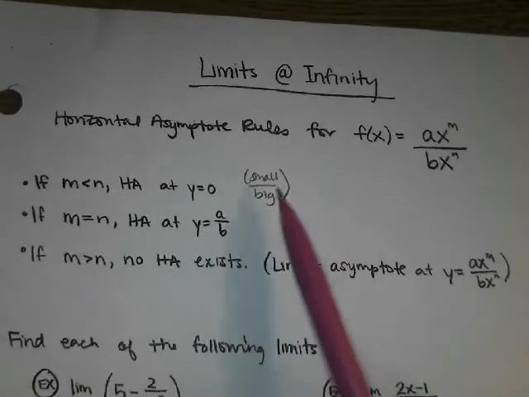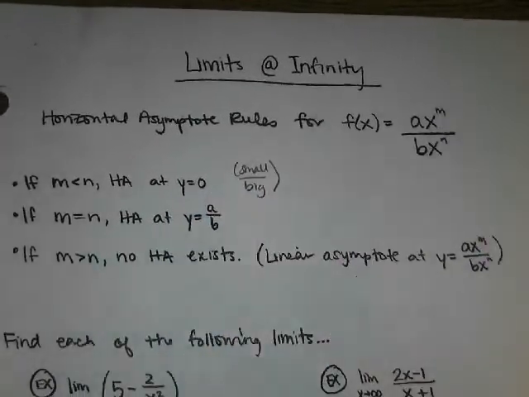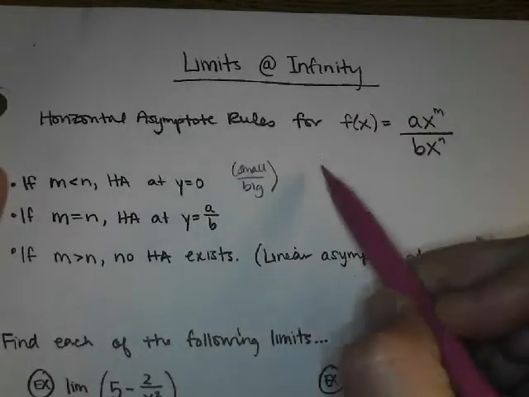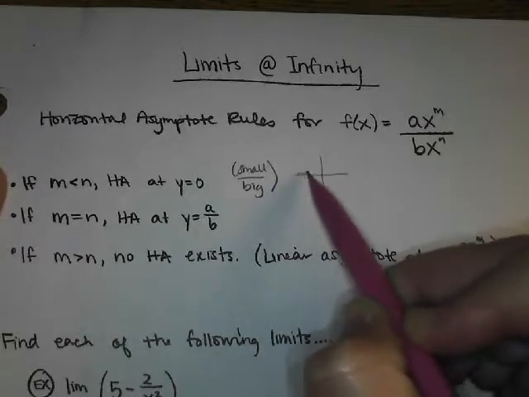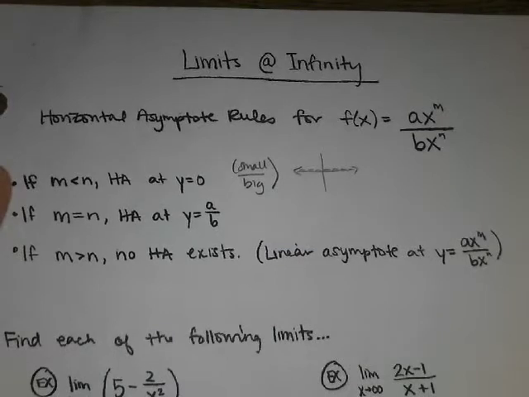That small over big, smaller degree over a larger degree, makes there be an asymptote at just y equals 0, so just the x-axis. If you want to sketch that, it would be a horizontal asymptote right there.